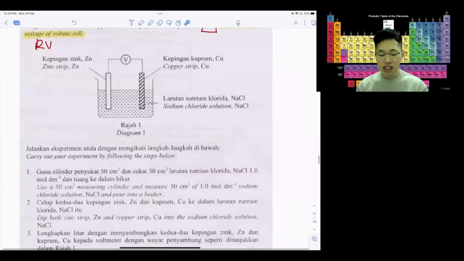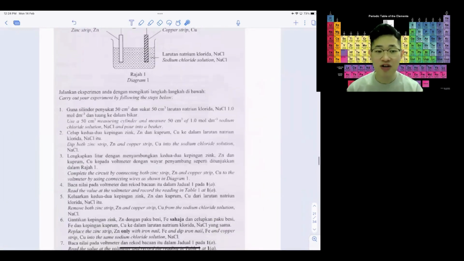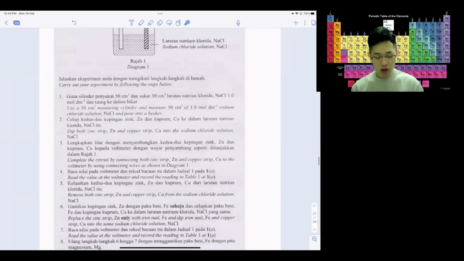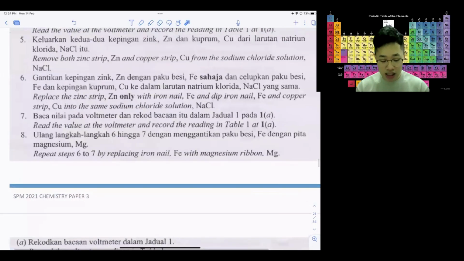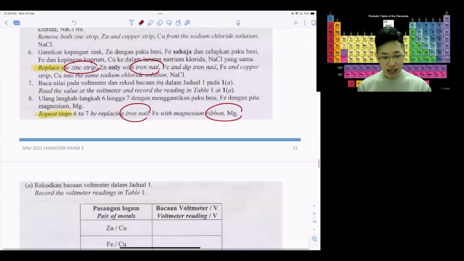Based on the procedure given, usually the last few points will give you the manipulated variable, which is the part they replace. You see, replace or repeat. They replace the zinc with iron, and then they replace the iron with magnesium again. So they are using different pairs of metal here.